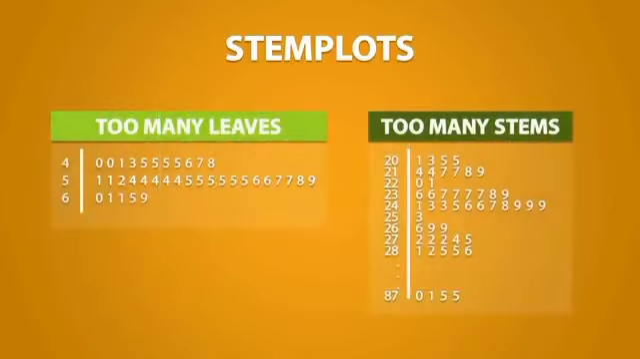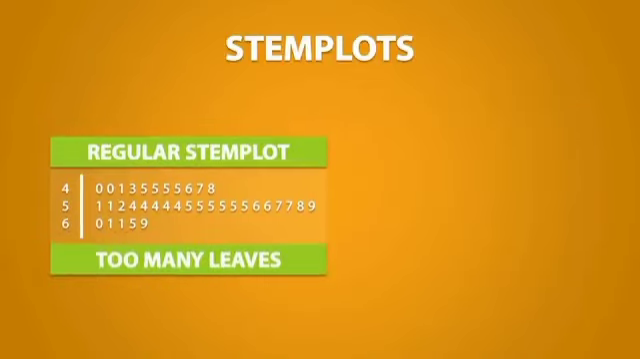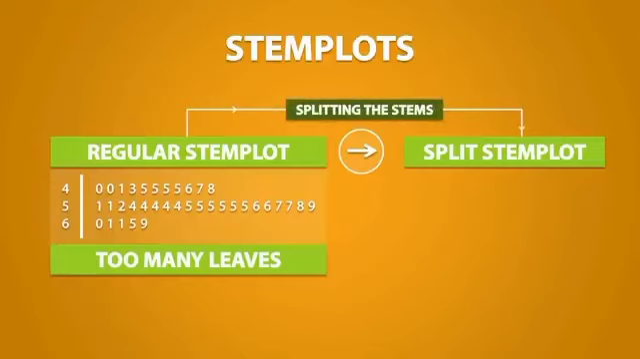Depending on the dataset we are working with, sometimes we can get stem plots with too many leaves and we can get stem plots with too many stems. When this happens, we might not get a nice picture of the distribution, and as a result, we may not be able to get much information out of it. If we have a regular stem plot with too many leaves, we can convert it into something called a split stem plot. This conversion is called splitting the stems.